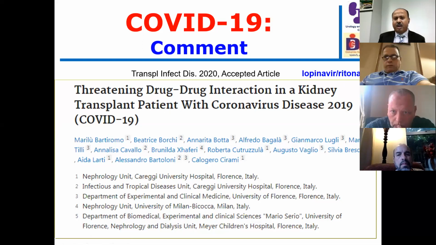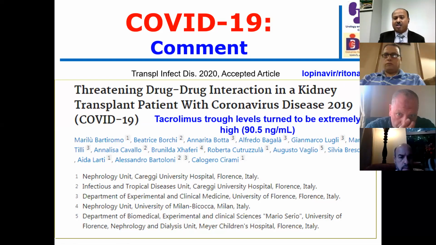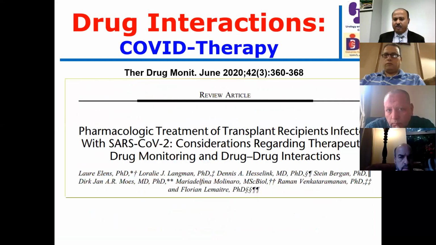But today, I start with this case because using lopinavir, ritonavir in a patient maintained on tacrolimus leads to very high level with toxicity. That's what I said, the effect. A level of tacrolimus reached 90 nanogram per milliliter. So this is a huge level of tacrolimus, and this shows how these drugs interact with immune suppressive drugs. This is why I presented this article, and I'm going to highlight some tables from this article.